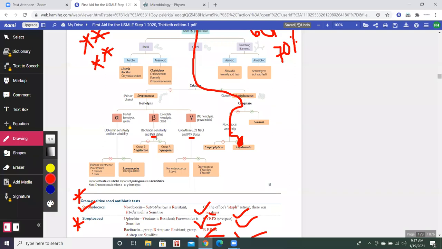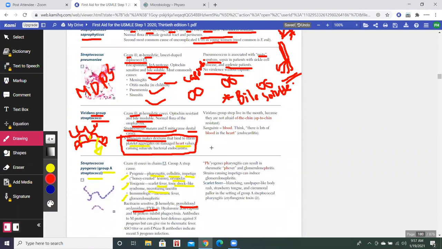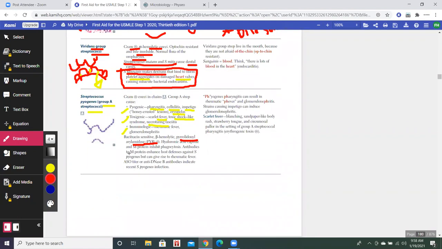So the best way to remember PYR status is just to remember the sensitivity to bacitracin. If it's sensitive to bacitracin, it's PYR positive. If it's not sensitive, it's PYR negative. So the easiest way to remember is this one. That's that for Streptococcus pyogenes. And antibodies to M protein, we talked about how M protein is the virulence factor. If antibodies are produced against the M protein, they will have molecular mimicry with our own protein structures, and this can mount an immune response. This can give rise to rheumatic fever and glomerulonephritis.